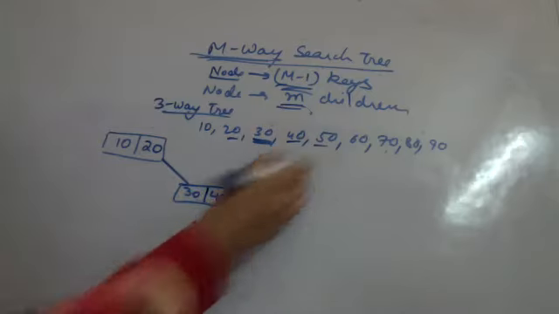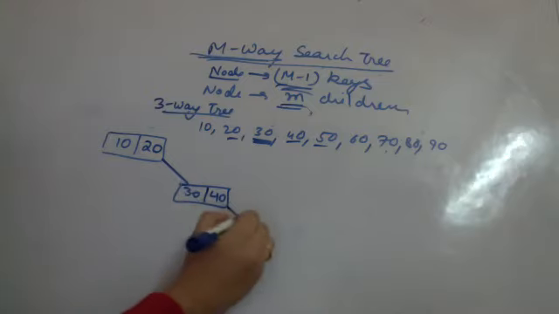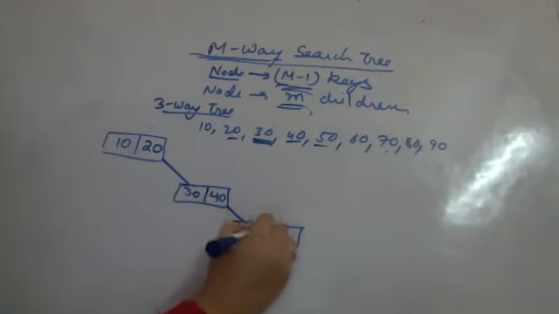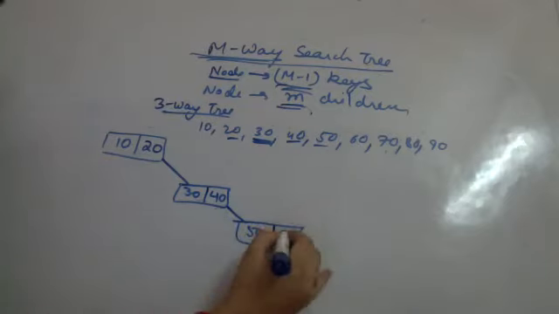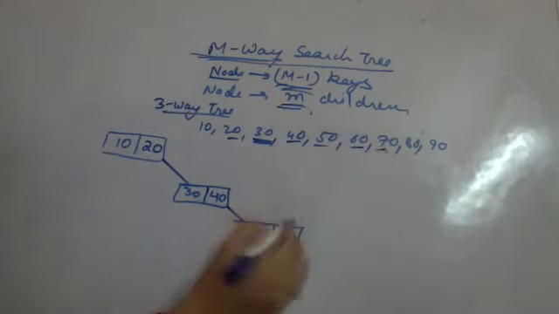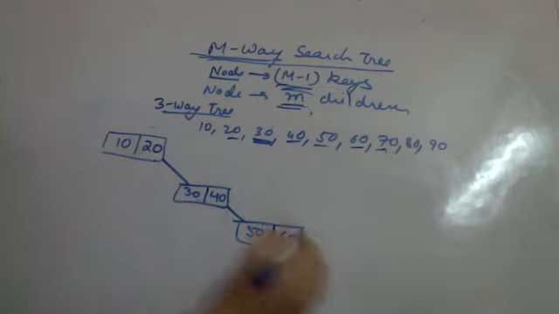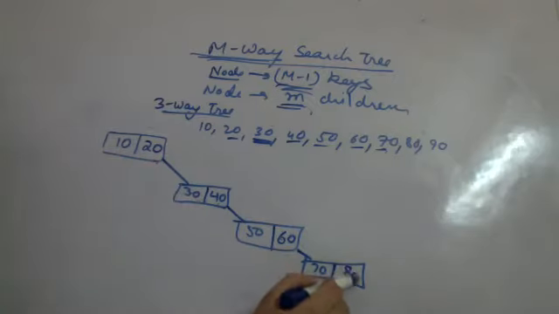I have to insert a 50, greater than 20, greater than 40, no more space, so create a new child and insert 50. Similarly, insert a 60, greater than 20, greater than 40, greater than 50. There is space available, so insert 60 over here. You have to insert 70, greater than 20, greater than 40, greater than 60. You again create a new node for 70. Insert 80, greater than 20, 40, 60. Again 80 gets inserted. Similarly, for 90 a new node is created.